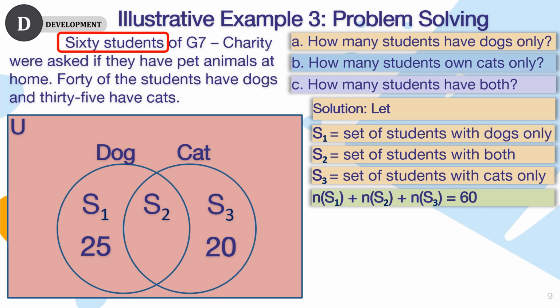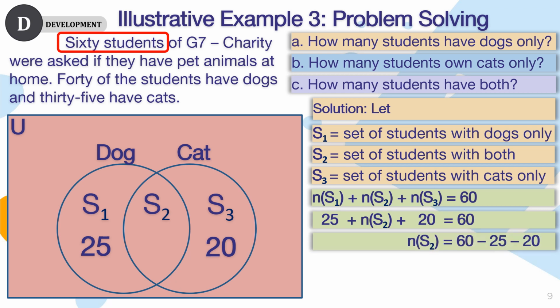Finally, to solve for the cardinality of S sub 2, we can now replace the values of the cardinality of S sub 1 and the cardinality of S sub 3 in our first equation. That gives us 25 plus the cardinality of S sub 2 plus 20 is equal to 60. So to get the answer, we subtract both 25 and 20 from 60 and the answer is 15.